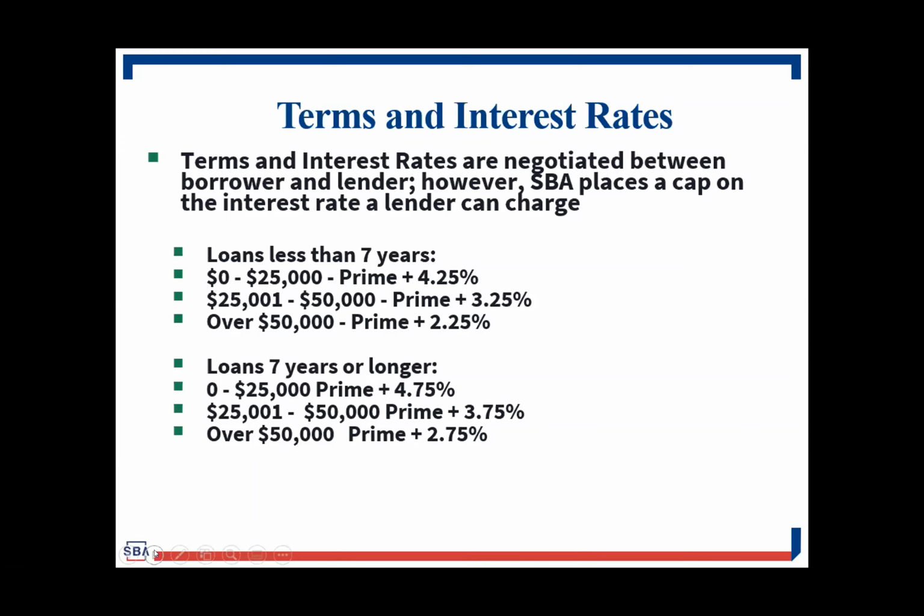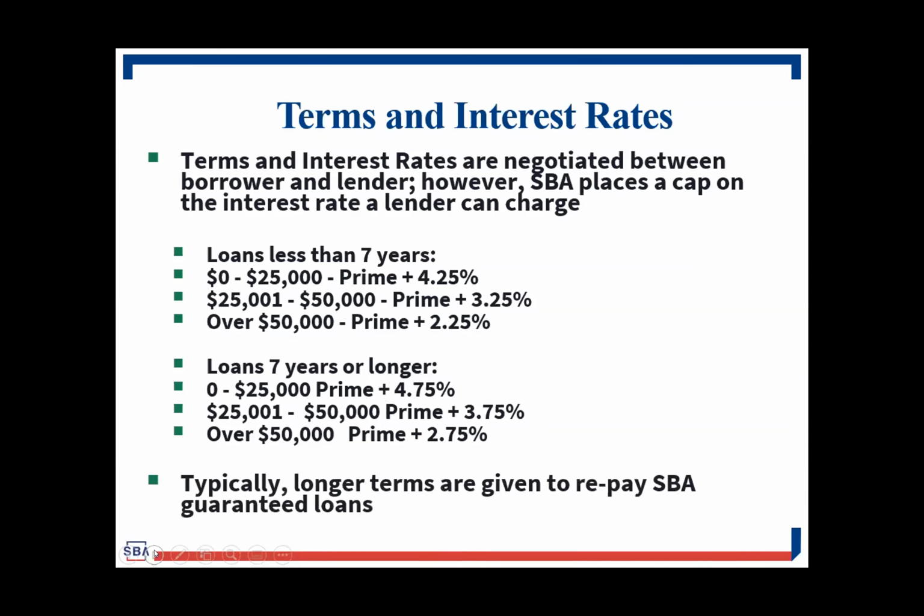So what we're doing is giving the lender a maximum that they can charge, that they cannot exceed in terms of the interest. For loans that have a maturity of 7 years or greater, and the loan is up to $25,000, the lender can charge prime plus 4.75%. And then for loans above $25,000 and up to $50,000, prime plus 3.75%. And then over $50,000, prime plus 2.25%.